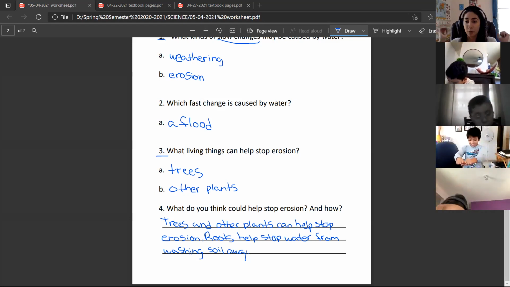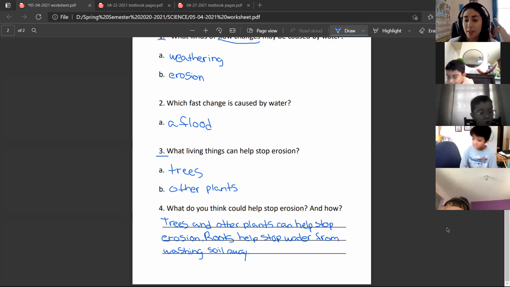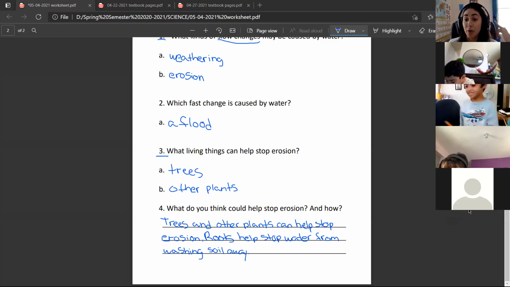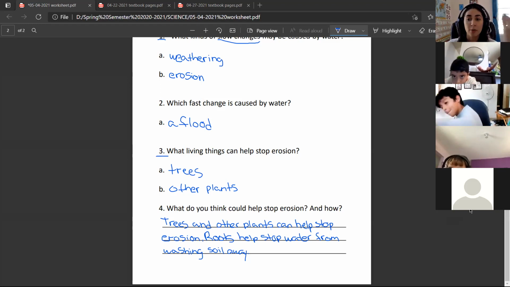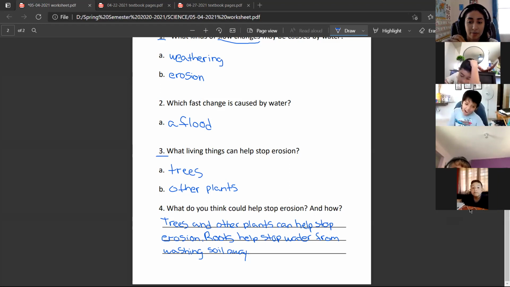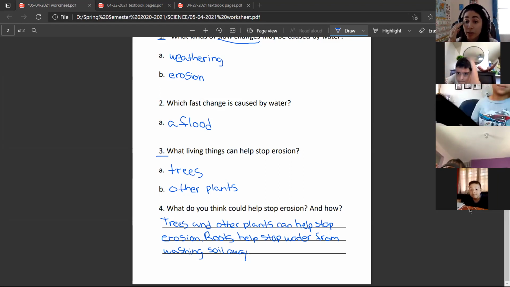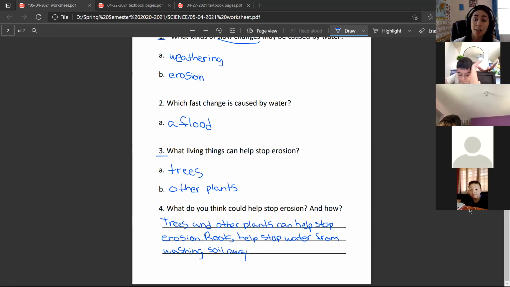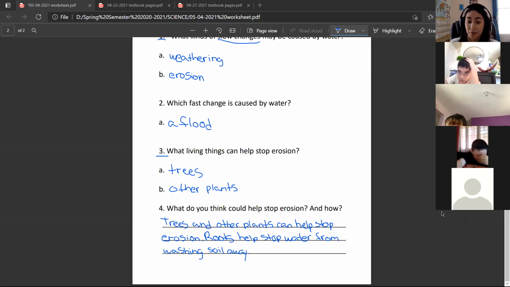Let's see. Listen, when you have wind blowing, the branches and the leaves are going to help stop the wind from doing what? From blowing soil away. The branches and the leaves are going to help stop the wind from blowing soil away.